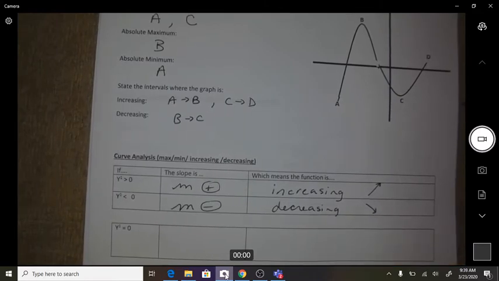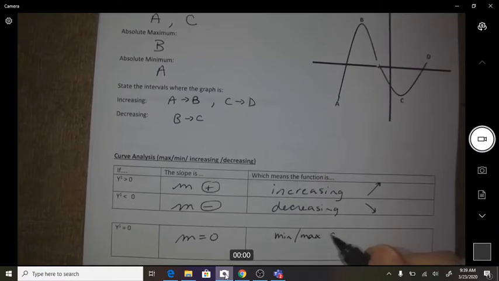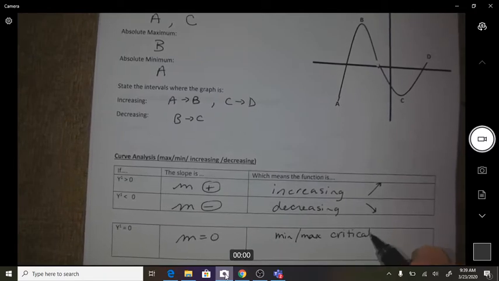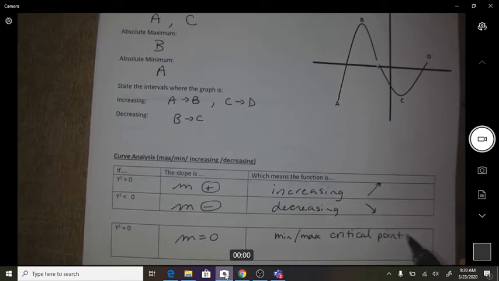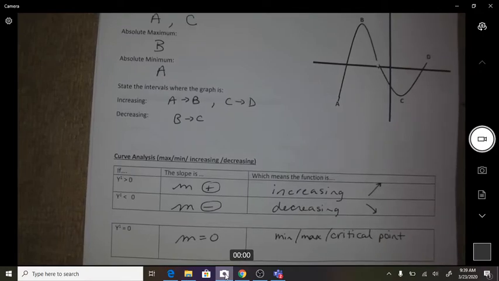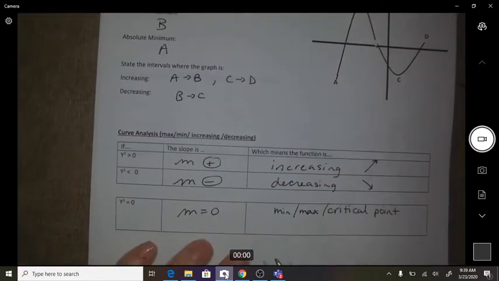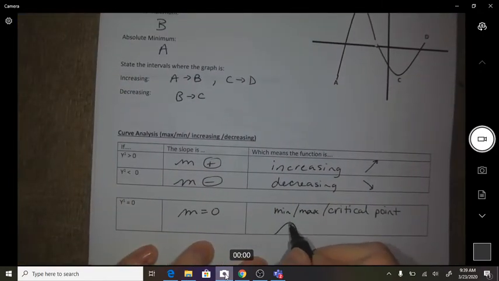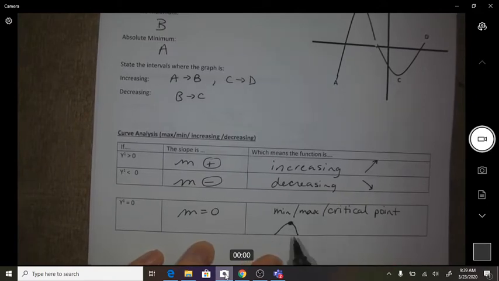And if our slope is equal to 0, then we know that we are at some kind of min-max or critical point. So what does that look like? So if you get to something like a max, the tangent line would have a slope of 0.